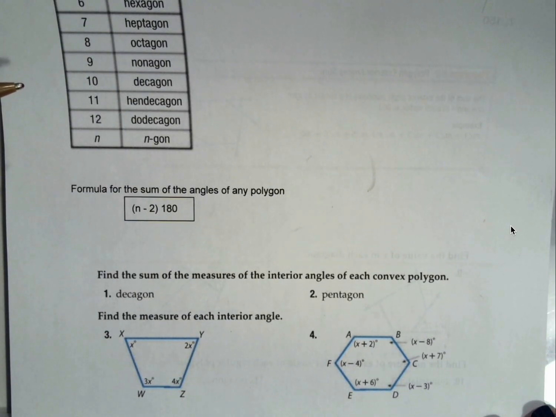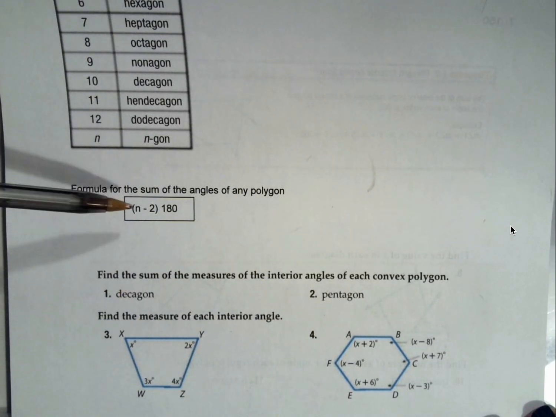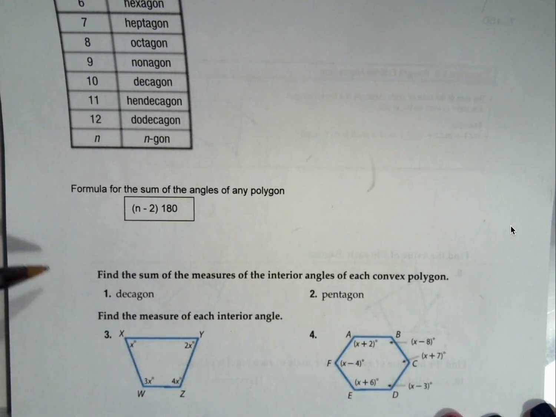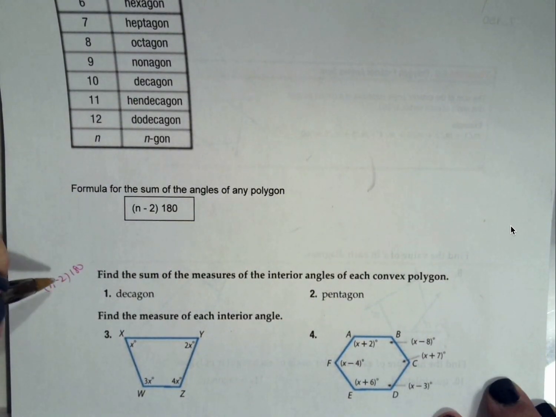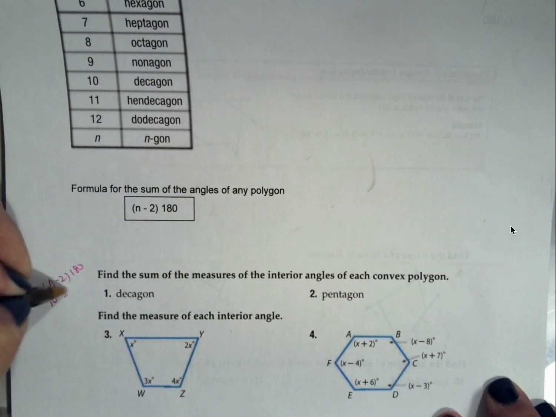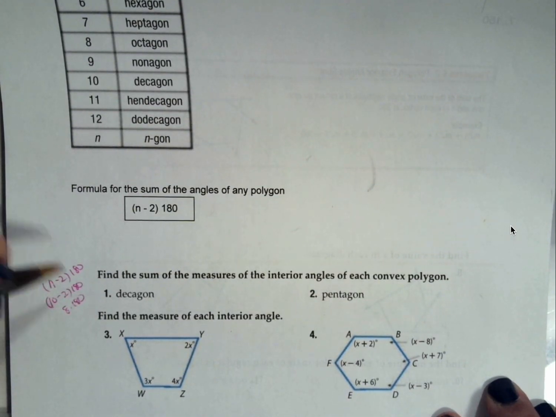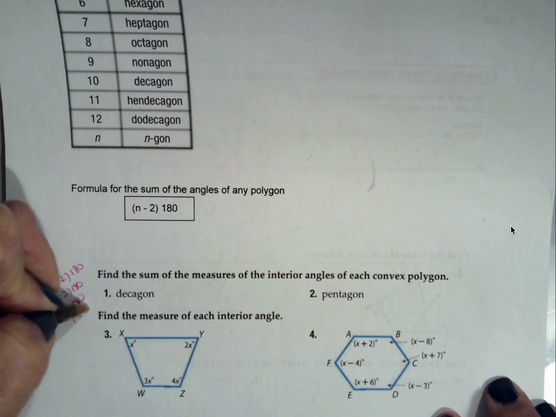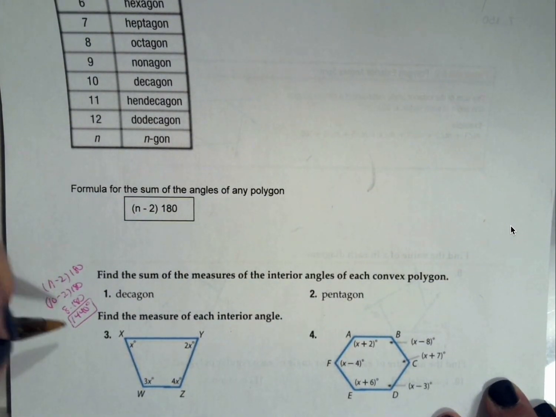Find the sum of the measures of the interior angles of each convex polygon. A decagon. We need to know how many sides it has. It has 10 sides, so we use this formula: (n minus 2) times 180. 10 is the n, so 10 minus 2 times 180. So 8 times 180, and 8 times 180 is 1,440. So all of the angles of a decagon added up together equal 1,440 degrees.